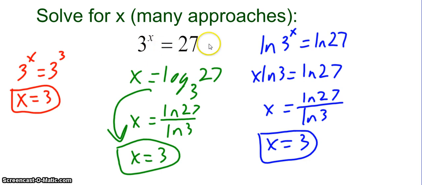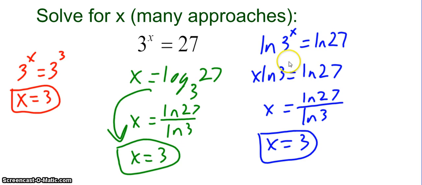Another way would be to rewrite this as a log equation. So if I convert this to a log equation, it becomes x equals log base 3 of 27. So what is log base 3 of 27? Well, I can change the base into natural log or a common log, and I know x equals natural log of 27 over natural log of 3, and then if I type that into my calculator, I get 3.